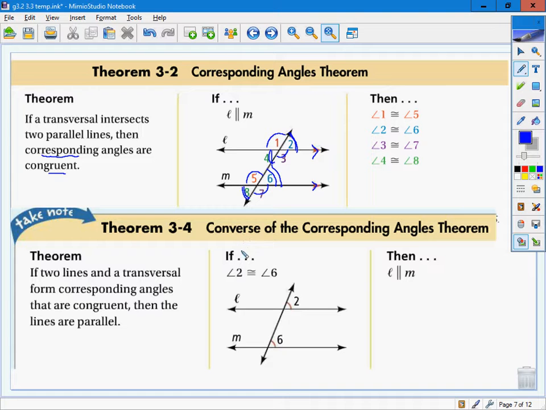Okay? Now, the converse is also true. If you know you have a pair of corresponding angles that are congruent, in other words, 2 is congruent to 6, then I would know that these two lines had to be parallel to each other. Everybody okay? This obviously came from 3.2. This came from 3.3. They're in different sections of the book.